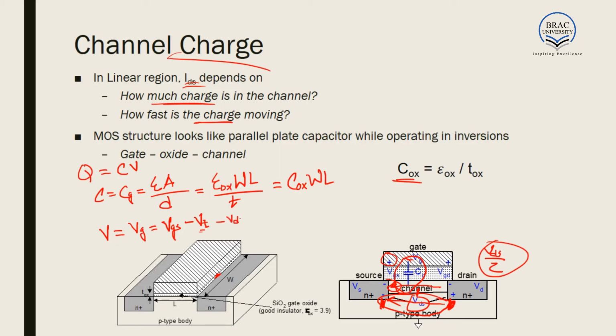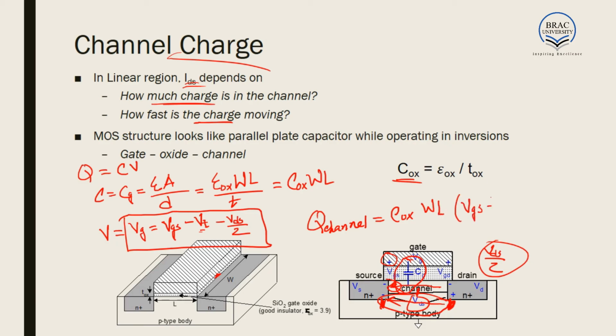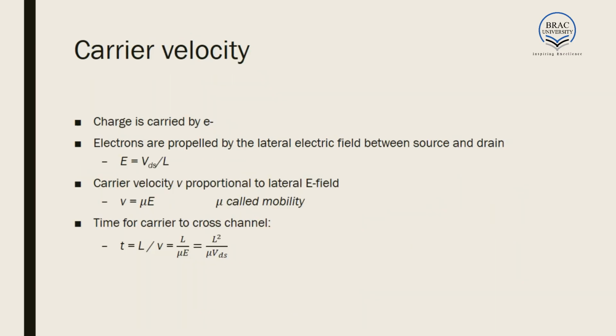So we have to subtract this parameter as well. So this is the effective voltage across the capacitance that we have applied. So if that is the case, Q channel will be COX WL times VGS minus VT minus VDS by 2. This value of Q channel will be required when we go on to actually measure the current that flows through.